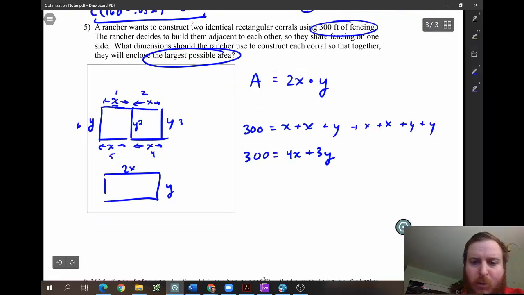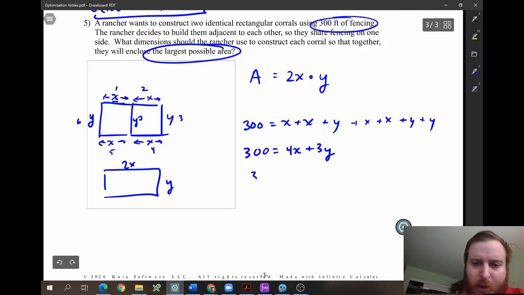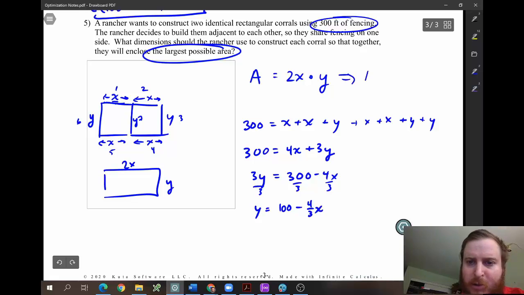I'm going to solve for y just because I know I can divide 300 by 3 very easily. So 3y equals 300 minus 4x. Divide everything by 3. y equals 100 minus 4/3 x. So we're going to go ahead and plug that in here. So area equals 2x times 100 minus 4/3 x. When we distribute, we get 200x minus 8/3 x squared.